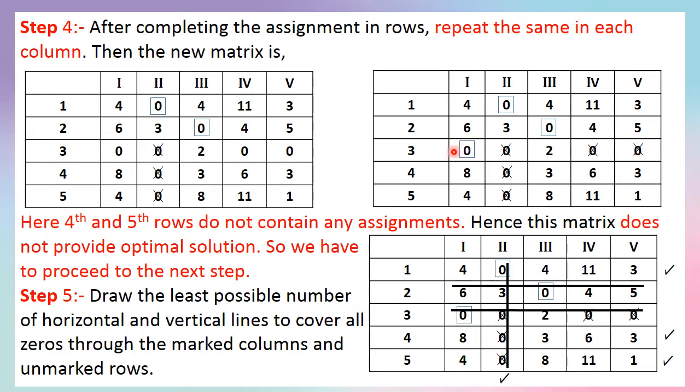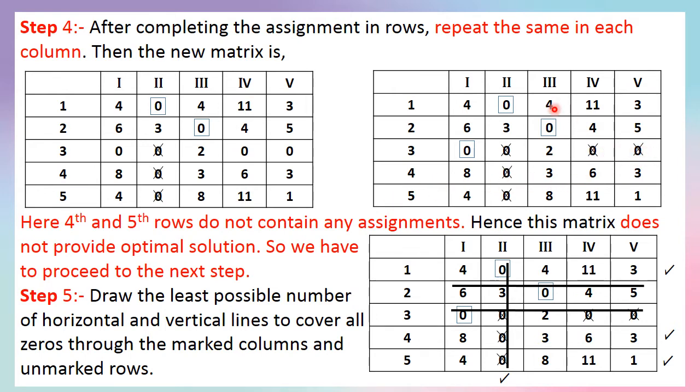In a particular row, where we are doing the assignment through columns, we have to cross out the zeros in the row containing that assignment. So we will cross out these two zeros. Now go to the second column. In the second column there are no more zeros to assign, and the third column also, and the fourth column does not contain any zero, and the fifth column also.